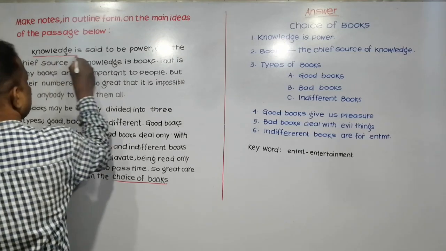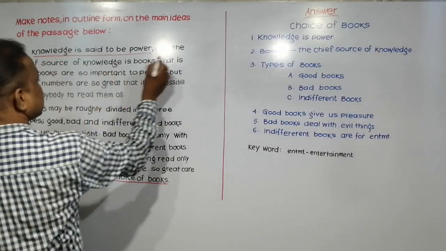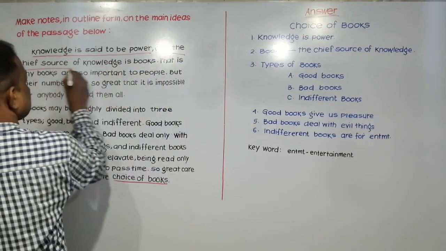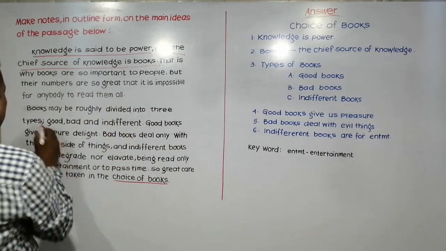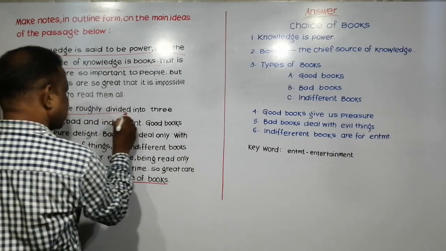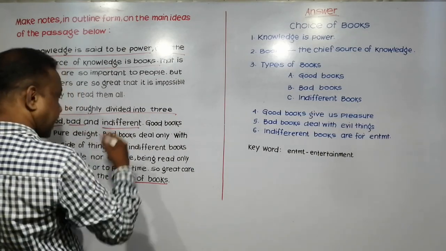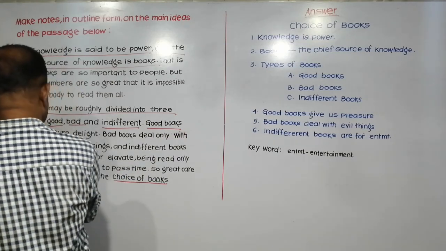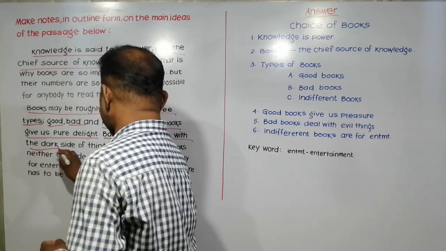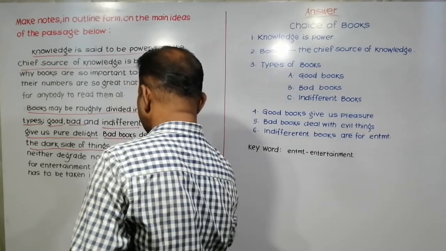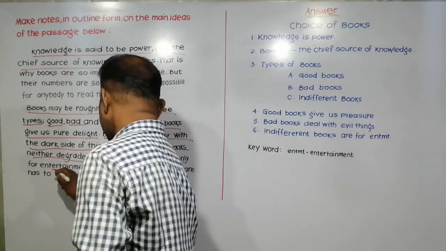Listen, this line is an important line, right? And another line we got, that one is the chief source of knowledge is books. Okay, the next thing we got, books may be roughly divided into three types: good, bad, and indifferent. Another important thing, good books give us pure delight. Bad books deal only with the dark side of things, and indifferent books neither degrade nor elevate, being read only for entertainment.